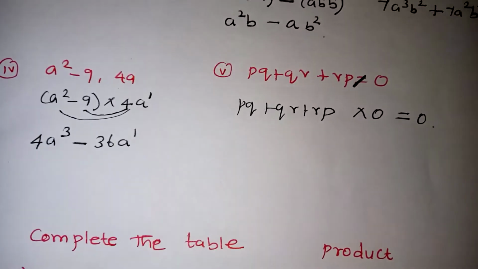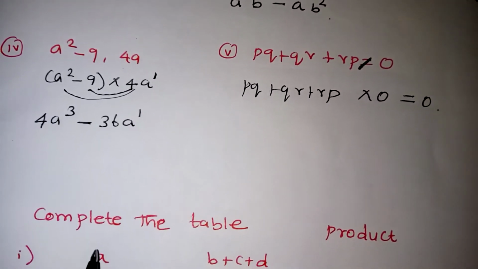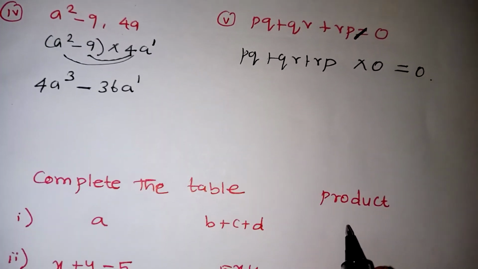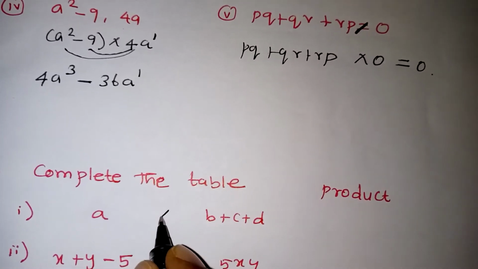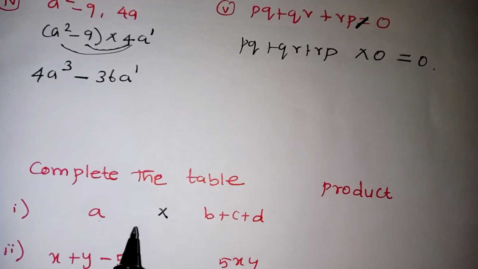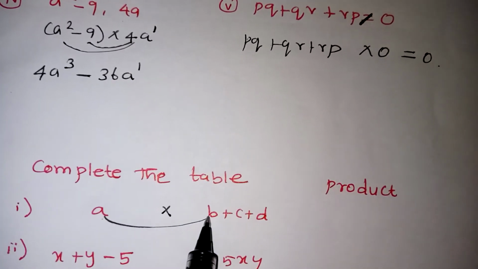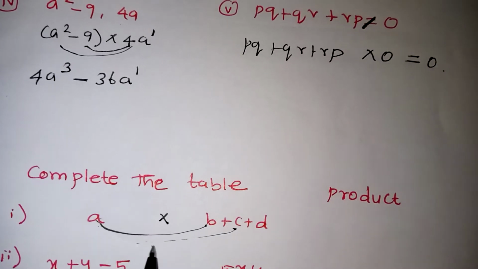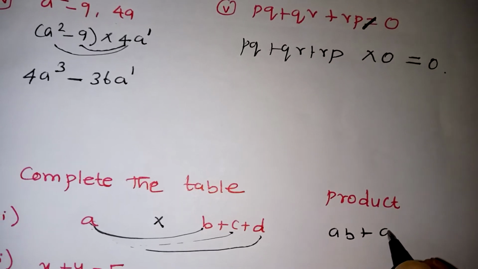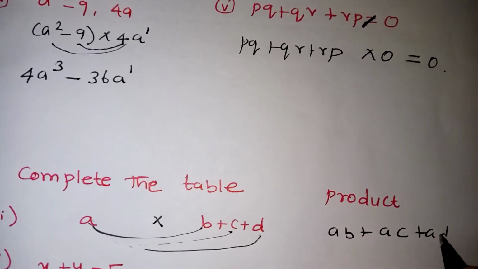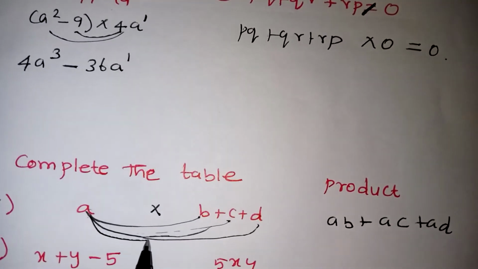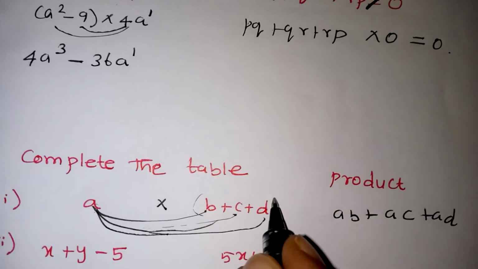Complete the table. First expression is given as a. Second expression is b plus c plus d. Find the product they are asking. Product means in between multiplication sign they are asking. So here one term, here three terms. Anyway the a should be multiplied with all the terms. A into b and a into c and a into d we have to do. So a into b will be ab, a into c will be ac, a into d will be ad. That is your correct answer. The monomial which is given outside should be multiplied with all the terms which are inside.